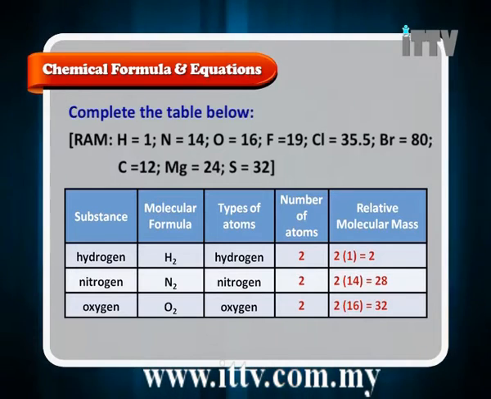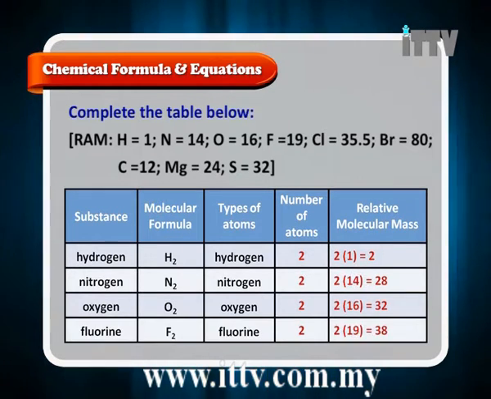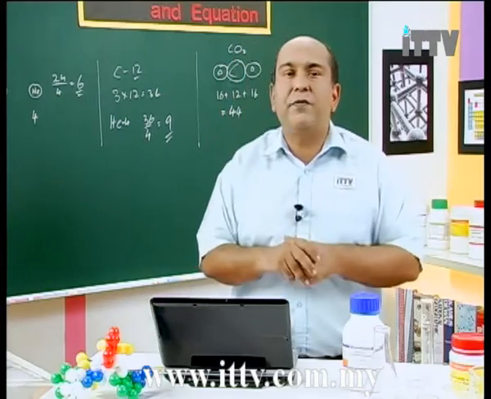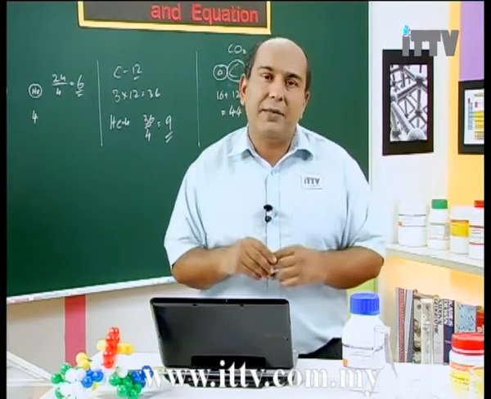Oxygen is O2. The number of atoms is 2. So the molecular mass will be 2 times 16, 32. Fluorine, F2. Number of atoms, 2. Now, what would be the mass of a fluorine molecule? 2 times 19, 38. So those are 4 simple, straightforward molecules, element molecules, meaning you have the same type of atom.